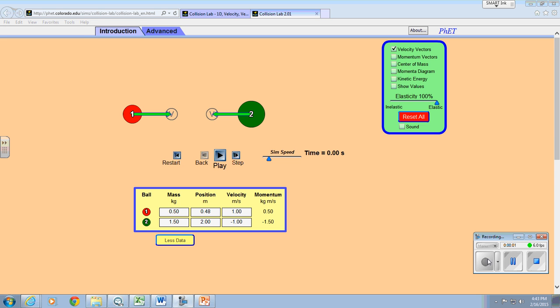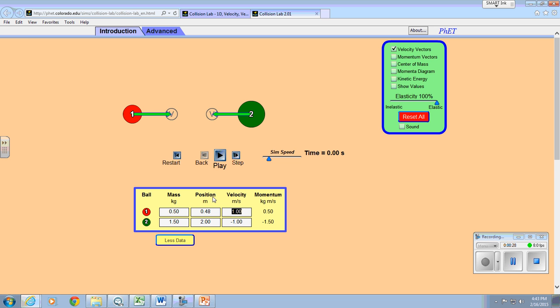We're going to start talking about the law of conservation of momentum, and we're going to start by looking at a simulation of two objects colliding with each other. You've got one object here that's moving to the right with a velocity of 1 meter per second. It's got a mass of 0.5 kilograms. That's shown right here.